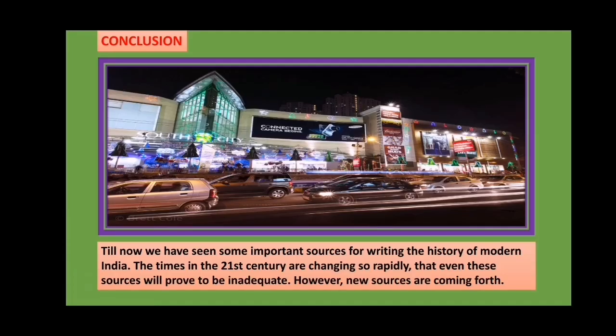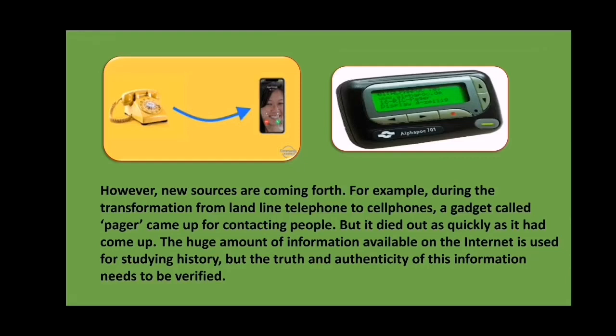So now the conclusion. What have we learned, children, in the textbook? What conclusion are we getting from here, my dear children? Till now we have seen some important sources for writing the history of modern India. The times in the 21st century are changing so rapidly that even these sources will prove to be inadequate. However, new sources are coming forth. What are the new sources, my dear children?